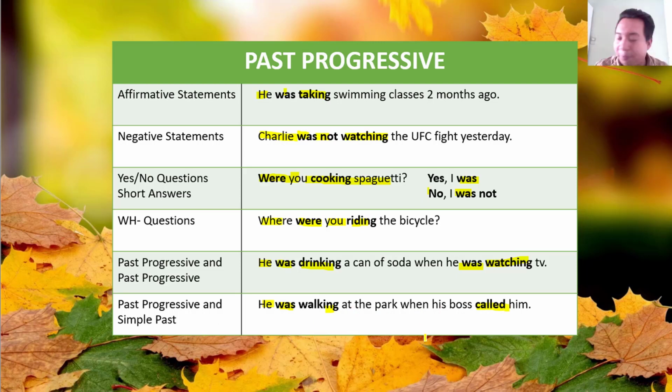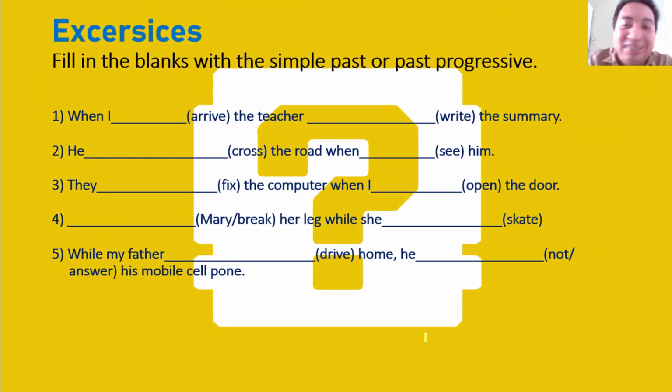To sum up, we have another part. This is the best part, right? We need to fill in the blanks with the simple past or past progressive. I won't be able to automatically add the correct answers, so we're gonna be discussing this, and if you can write down on your own. So let's begin.